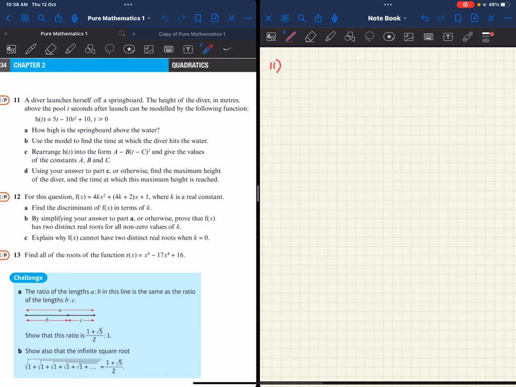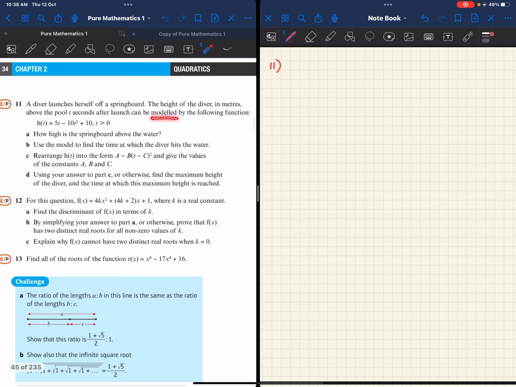Question number 11. A diver launches herself off a springboard. The height of the diver in meters above the pool t seconds after the launch can be modeled by the following function: h(t) is equal to 5t minus 10t squared plus 10. A. How high is the springboard?